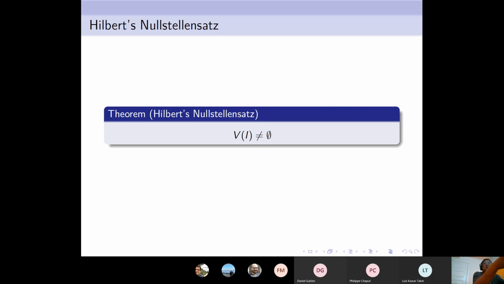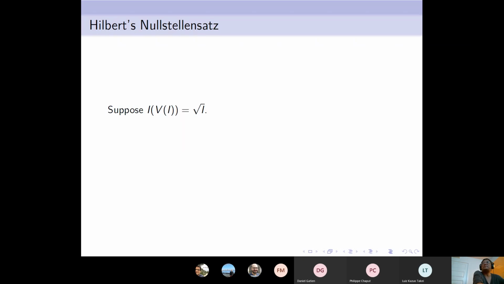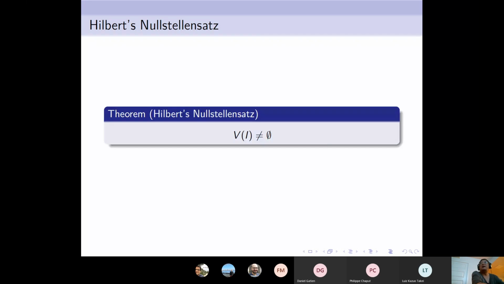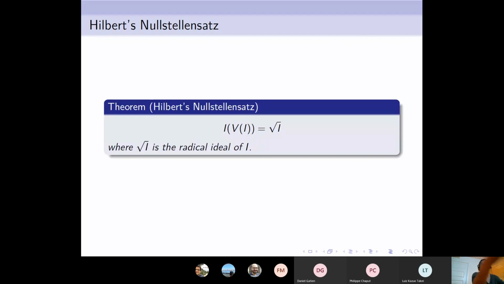Here, because of the Hilbert basis theorem, any ideal in a polynomial ring is finitely generated. So that means we only need to test a finite number of polynomials, because I is always finitely generated. These two theorems, these two versions, are equivalent.